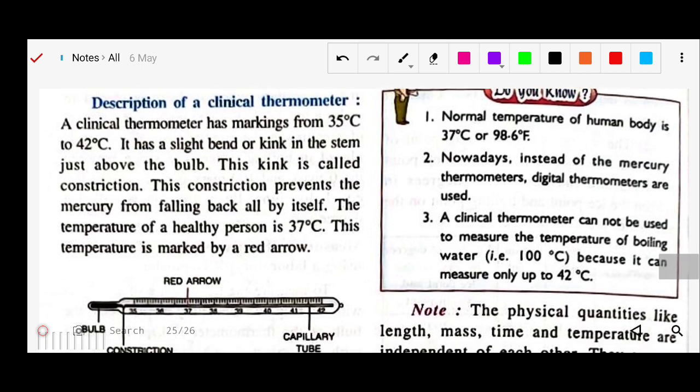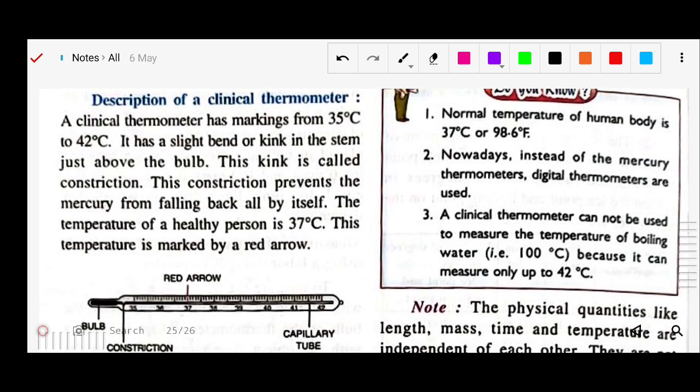The description of the clinical thermometer: a clinical thermometer has markings from 35 degrees Celsius to 42 degrees Celsius, right? It has a slight bend or nick in the stem just above the bulb. This nick is called a constriction. This constriction prevents the mercury from falling back all by itself.